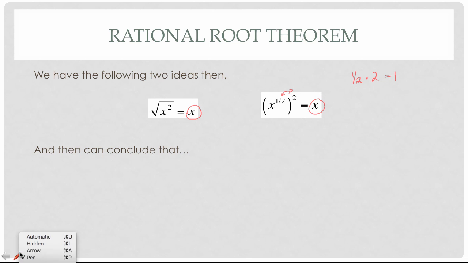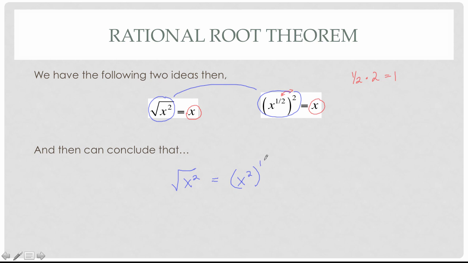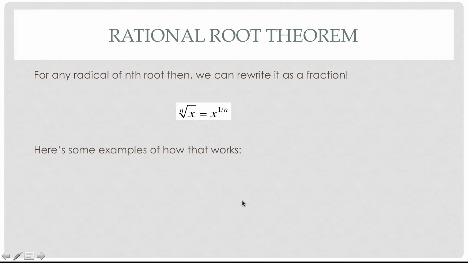Well, if both of those expressions end up just turning into x, then both of these things must equal each other. Taking the square root of a number squared is the same thing as taking x squared and then taking it to the 1/2 power. They both are the same. And that leads us into the rational root theorem. For any radical of an nth root, we can rewrite it as a fractional exponent. So there you go. The nth root of x is equal to x to the 1 over n power.